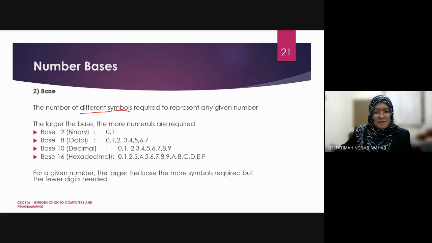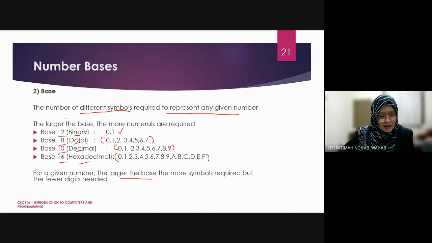The base is the number of different symbols required to represent any given number. So base 2 is binary, base 8 is octal, base 10 is decimal, base 16 is hexa. 0 and 1 for binary, 0 until 7 for octal, 0 until 9 for decimal, 0 until F for hexa. Remember this one: for a given number, the larger the base, the more symbols required.